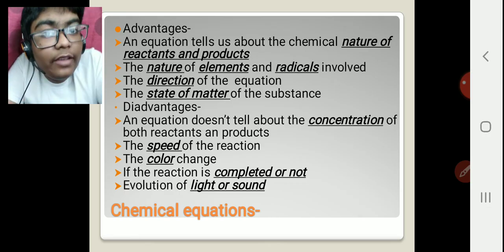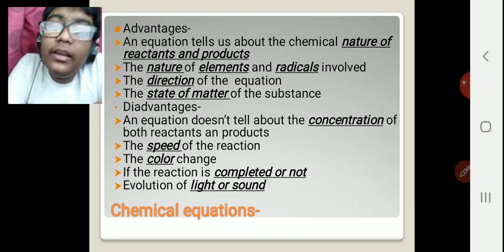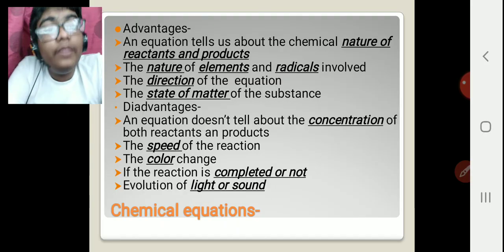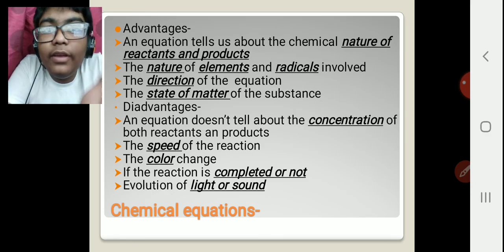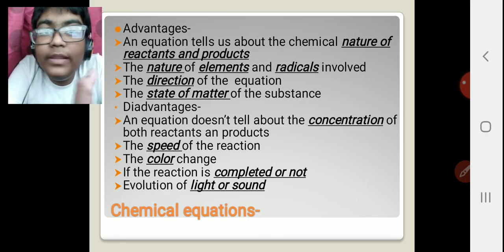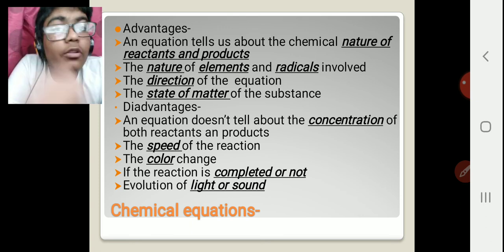The speed of reaction cannot be told by a chemical equation, and the change in color also cannot be told. Whether the reaction is completed or not, that we also cannot understand. And light and sound, the evolution of these two energies also cannot be seen directly in a chemical equation. So that also we can't tell.